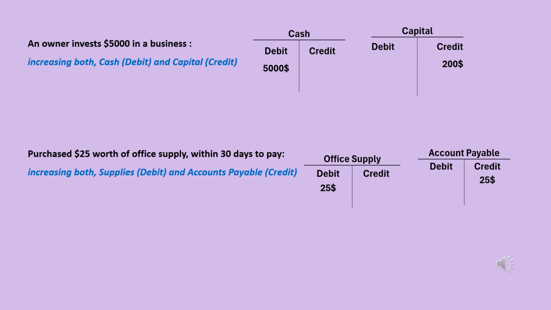Purchase $25 worth of office supply, with 30 days to pay. Which accounts are affected? Supplies and accounts payable. Did accounts go up or down? Increasing both. Supplies is an asset. Asset natural state is debit. Increase in debit side, and accounts payable is a liability. The liability's natural state is credit. Increase in credit side.